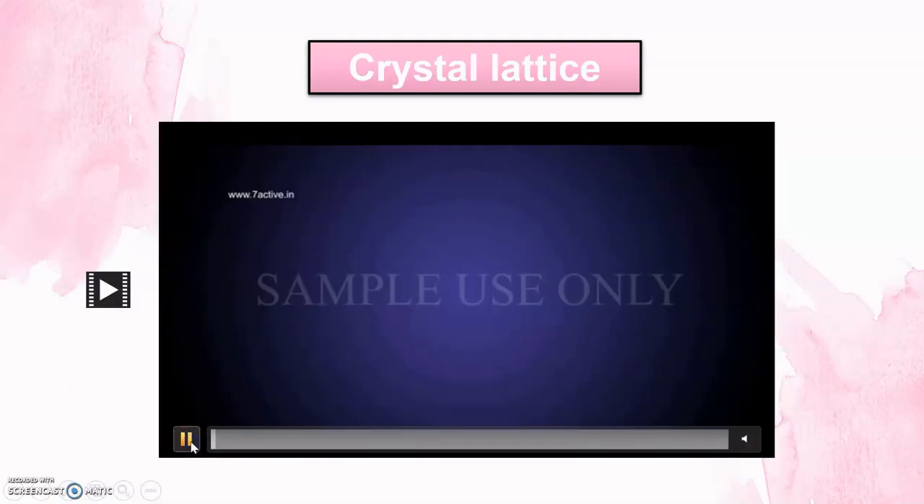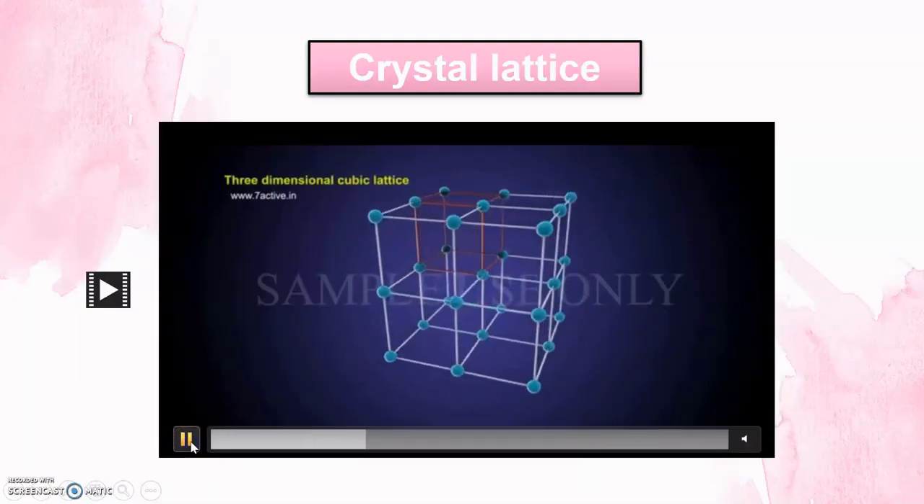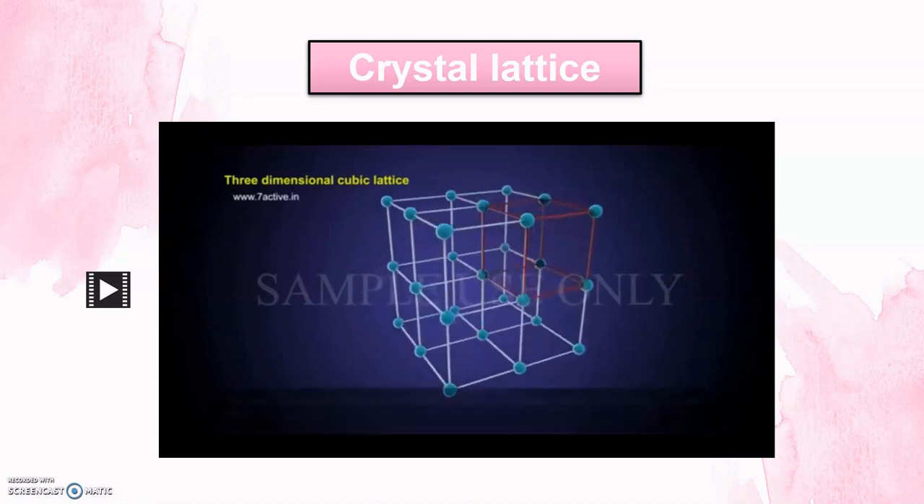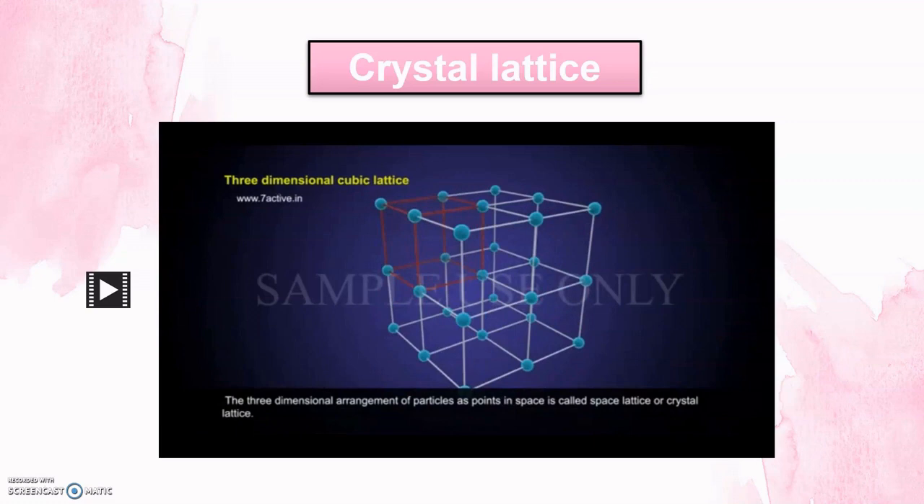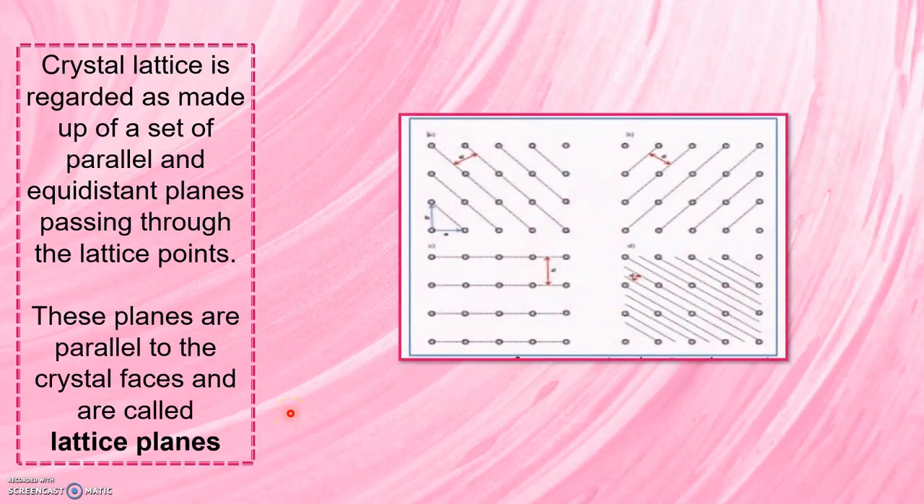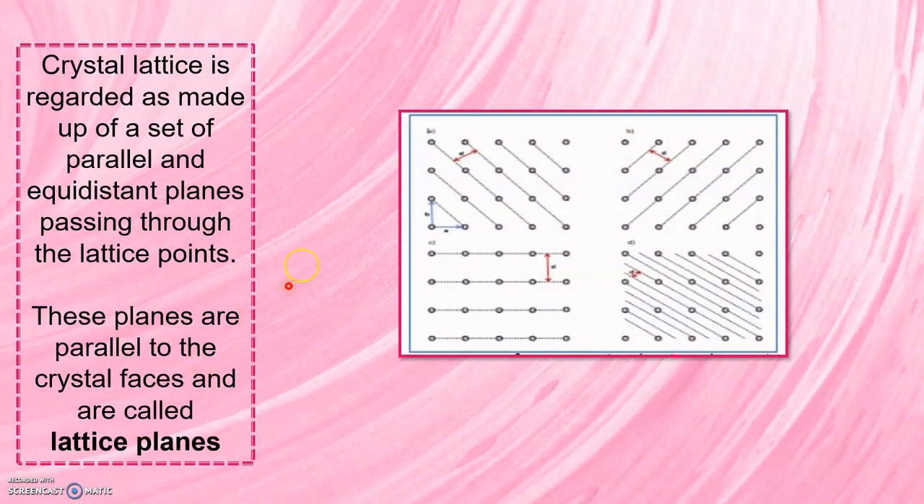A crystal lattice is an infinite periodic array of points in space. It shows how the constituent particles are arranged at different sites in three-dimensional space. A crystal lattice is made up of a set of parallel and equidistant planes passing through the lattice points. These planes are parallel to the crystal faces and are called lattice planes.